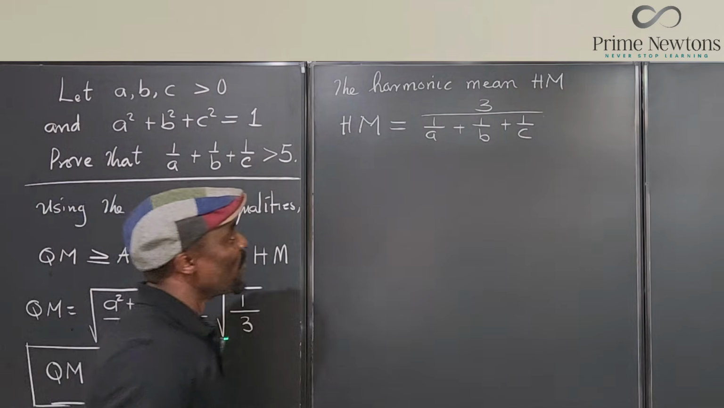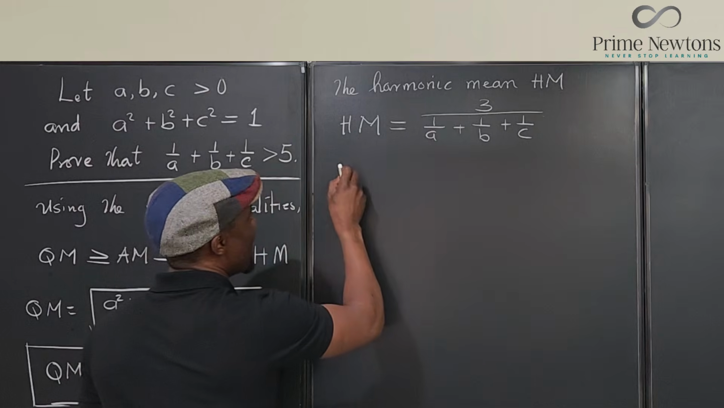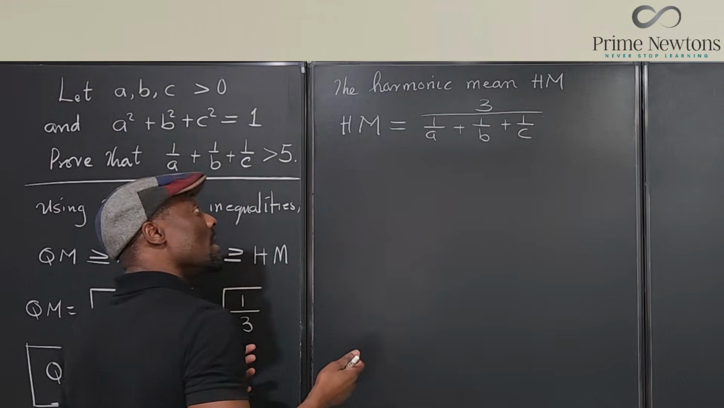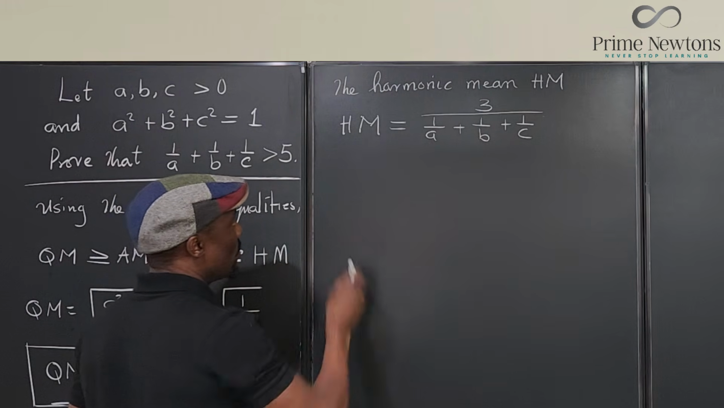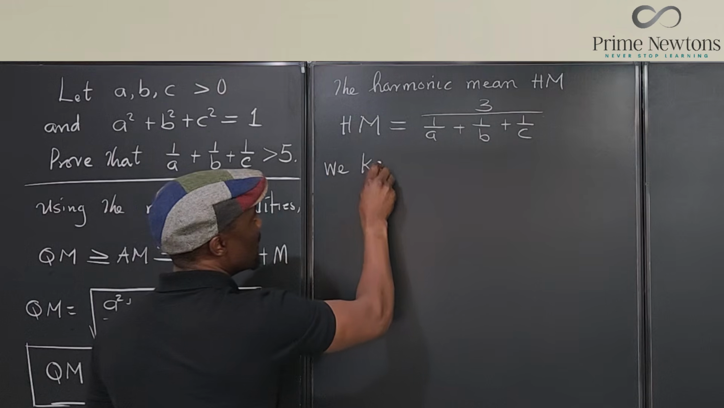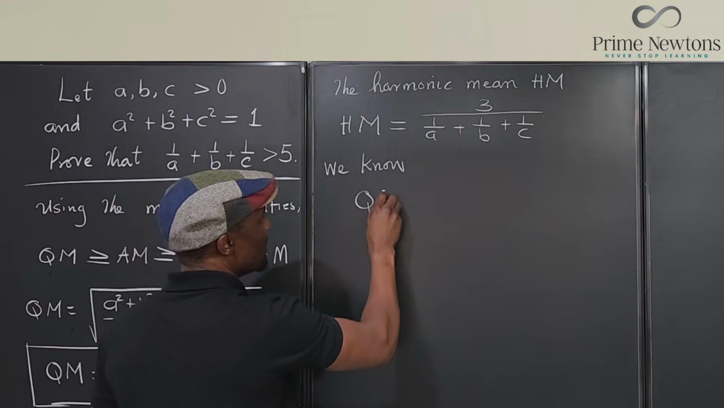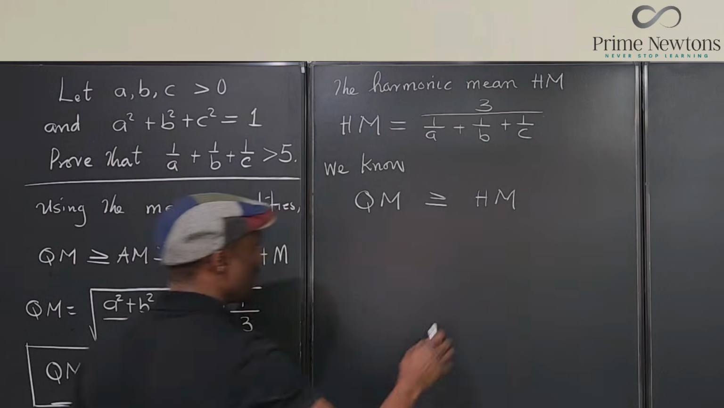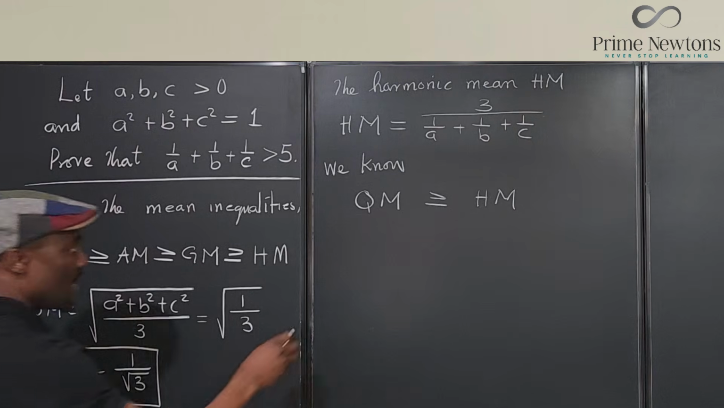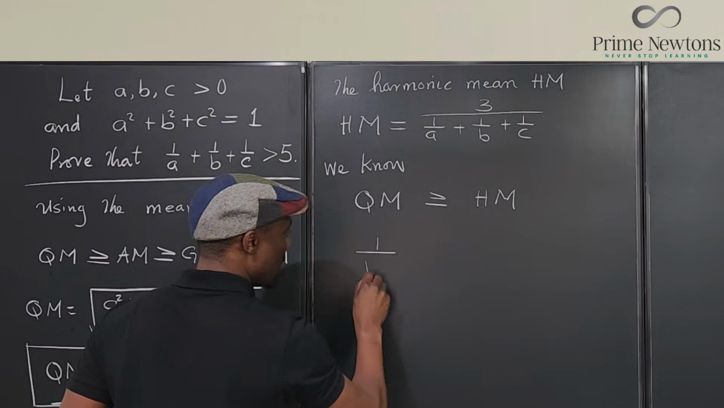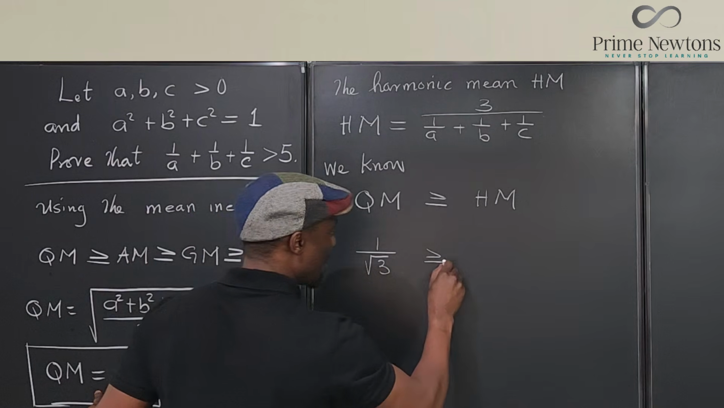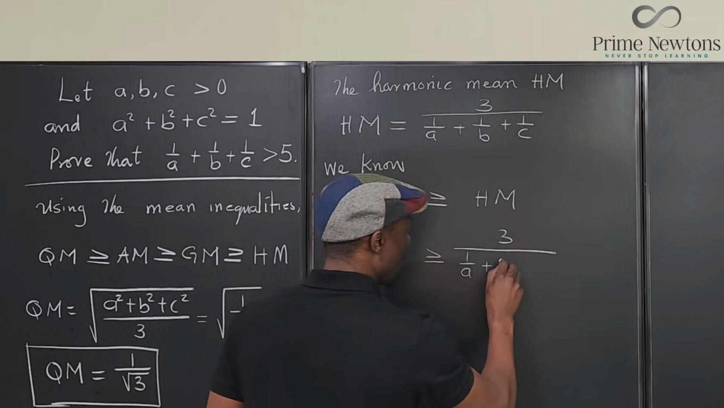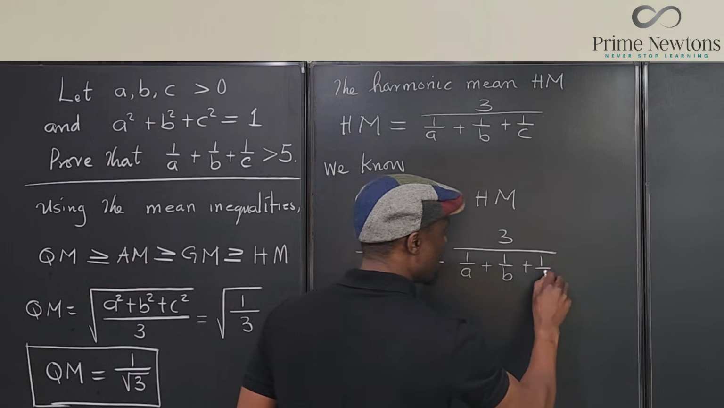So we know that the quadratic mean is greater than or equal to the harmonic mean. We're going to set them next to each other. We know that 1 over rad 3 must be greater than or equal to 3 over 1 over a plus 1 over b plus 1 over c.